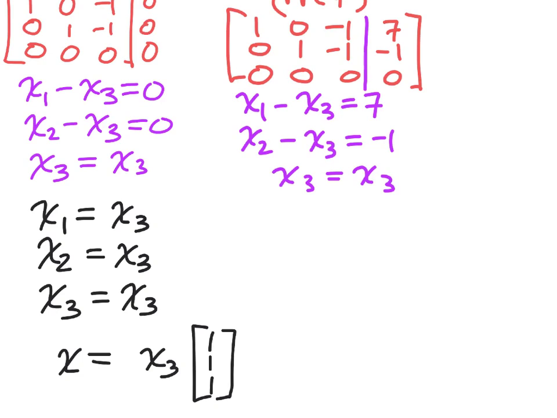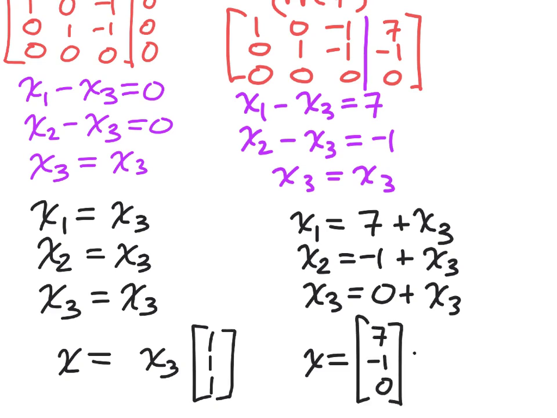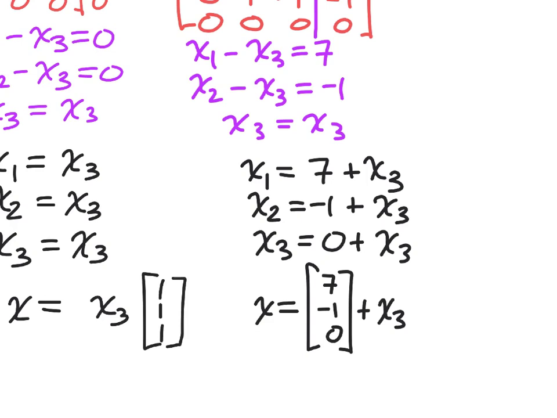All right, little housekeeping. x1 is equal to 7 plus x3. x2 is equal to -1 plus x3. x3 would be equal to 0 plus x3, which is telling me that x is equal to 7, -1, 0 plus x3 times the vector 1, 1, 1.